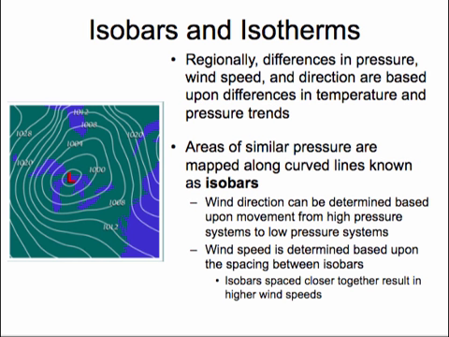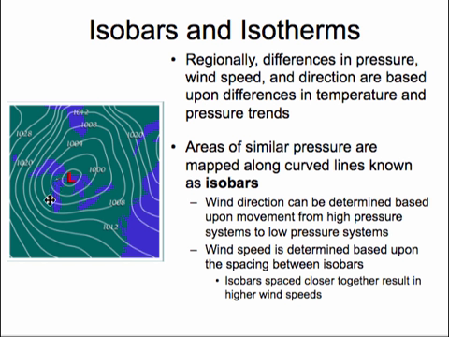So regionally, differences in pressure, wind speed, and direction are based upon differences in temperature and pressure trends. When they're trying to figure out where the center of a low or a center of a high is, for example in this map, how do we know where the center is? They map areas of similar pressure along curved lines.